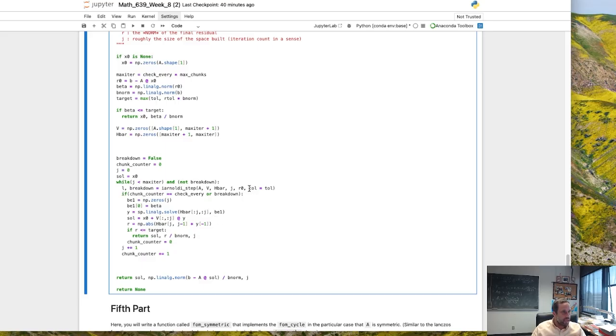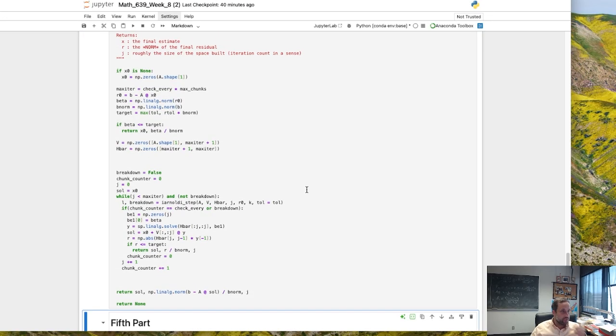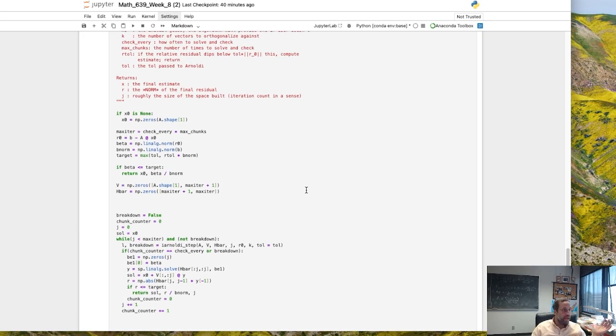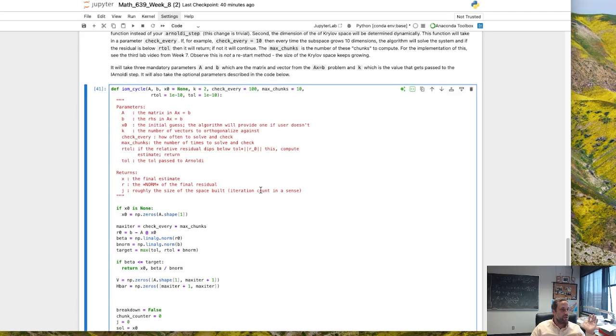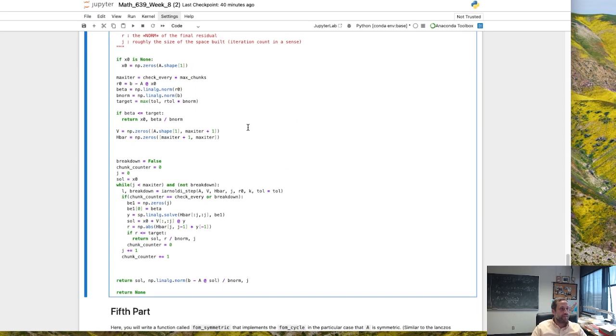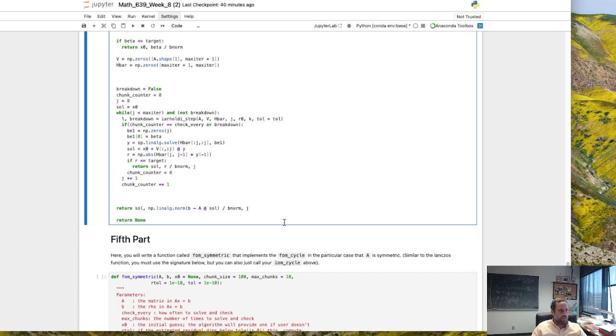Where are we here? Okay. And that's it. That's all we have to do here. So it's going to be very simple. It's a very simple change. There are 2 changes that we're making to the IOM cycle. One is this thing with the check every and max chunks. You can look at lab 3 from last week to see how to make that change. And the other thing that's the main thing from this week is that we're calling the incomplete Arnoldi step instead of the full Arnoldi step.